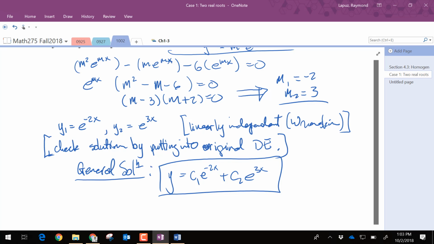Okay? Any questions? It's pretty straightforward. Maybe we'll do another example later, but let's get to the next case first.